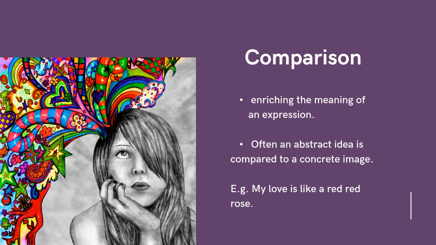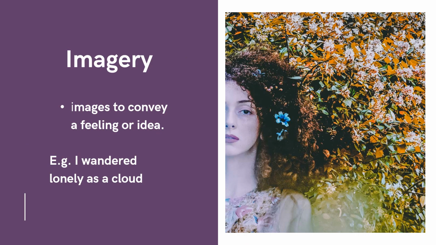And in this example, my love is like a red, red rose. Here, love is an abstract idea. We cannot touch or smell love, we can only feel love. But we can touch and smell a rose. It is a concrete image there. So, in comparison, the poets are often comparing an abstract idea to a concrete image in order to get an effect of meaning.